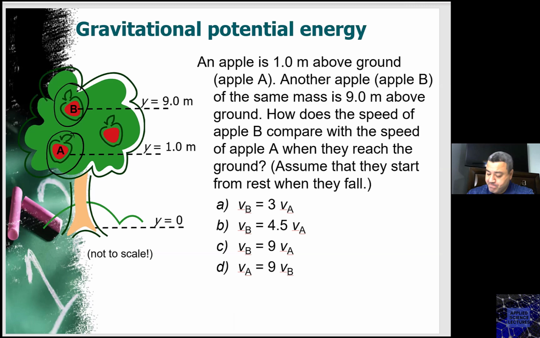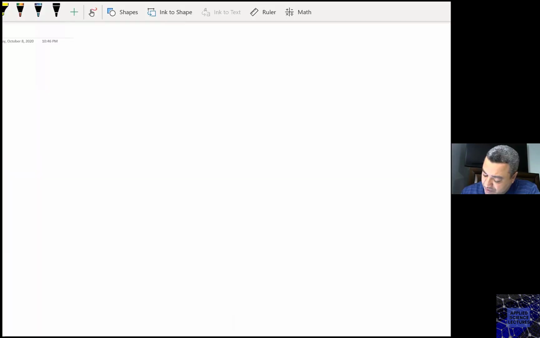Okay. So we have apple A, apple B. B is 9 meters above, A is 1 meter above. We need to calculate the ratio between both velocities once they reach the ground. This is apple B. This is apple A.